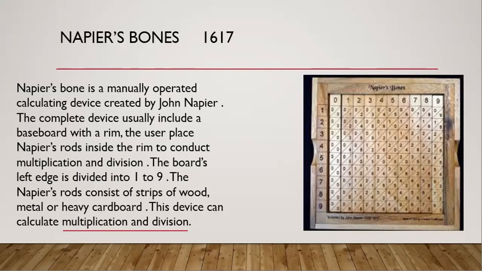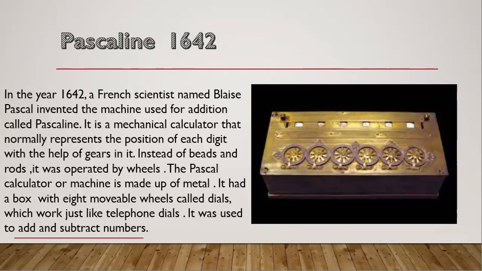Now we will learn about the Pascaline. In the year 1642, a French scientist named Blaise Pascal invented a machine used for additions called the Pascaline. It is a mechanical calculator that normally represents the position of 8 digits with the help of gears in it. Instead of beads and rods, it was operated by wheels. Pascal's calculator is a machine made up of metal. It has a box with 8 movable wheels called dials, which work just like telephone dials. It was used to add and subtract numbers.